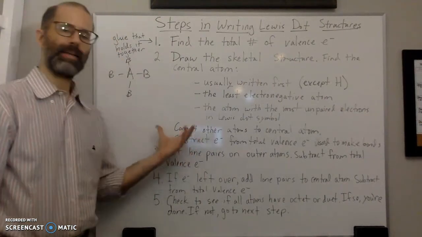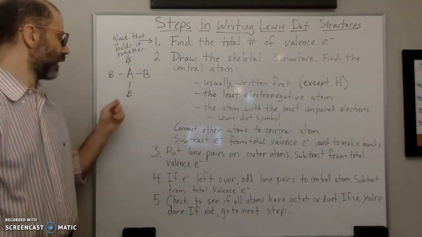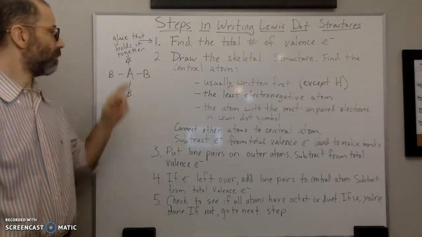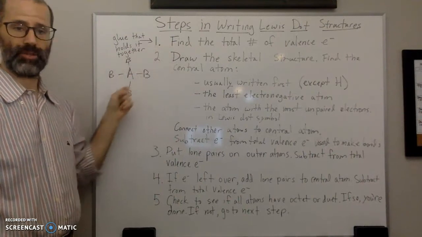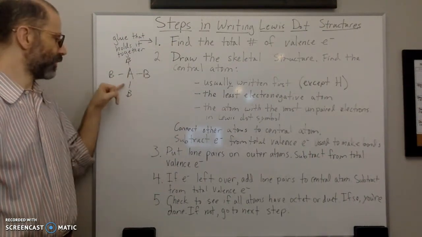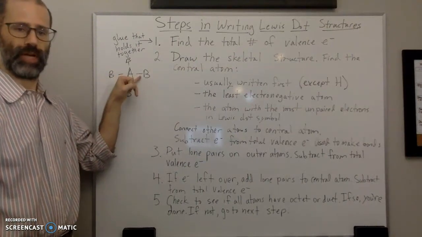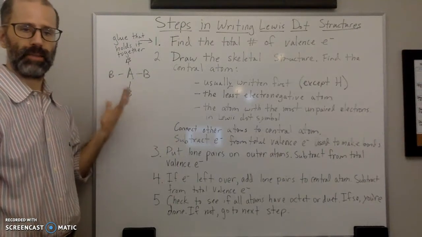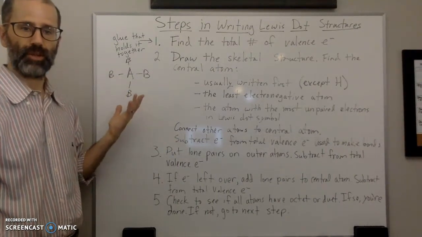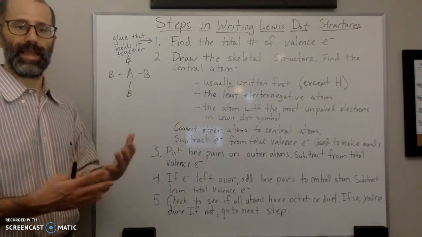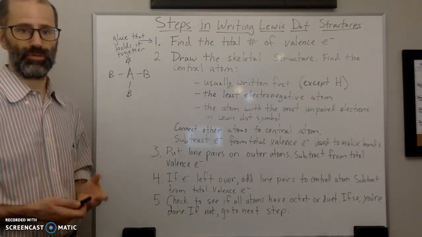So once I get my skeletal structure together, then what I need to do is subtract out from my total valence electrons the number of electrons I used to create the bonds. And remember, each bond is 2 electrons. So each line has 2 electrons. So if I have 4 bonds, that means I used up 8 electrons. So I would have to subtract that 8 from my total that I began with, and then what's left over is what I have to use.